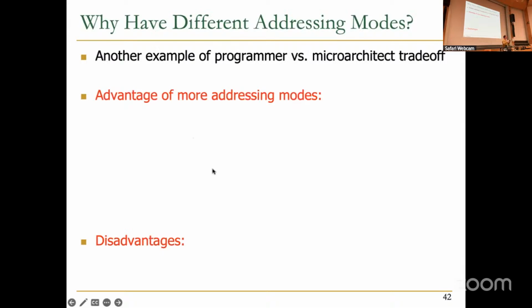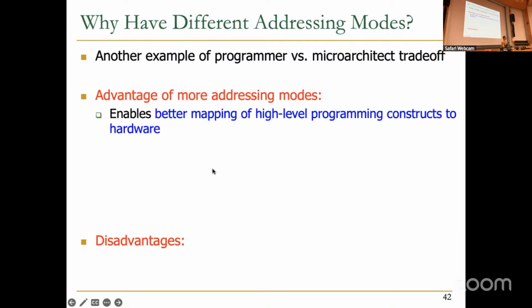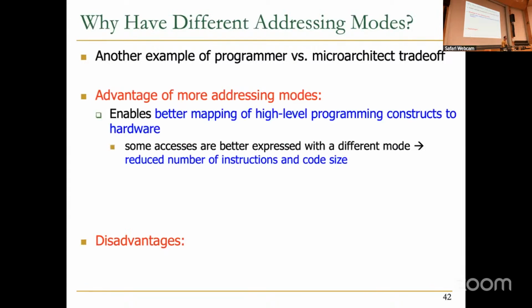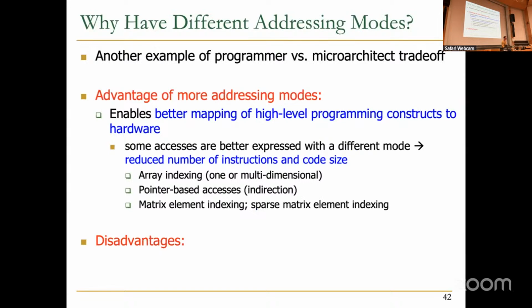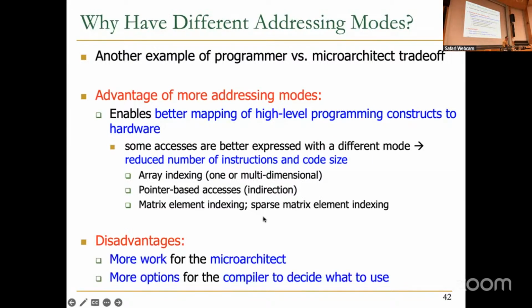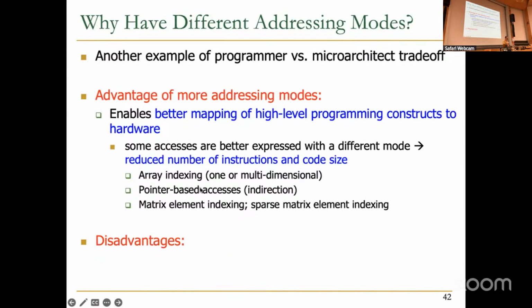This is another example. If you have more addressing modes, you can map the high-level programming constructs to hardware better, because some accesses are better expressed with a different mode. You get reduced number of instructions and code size. For example, if you're indexing arrays, especially multidimensional arrays, you may have an addressing mode that makes it easier. You can have indirect addressing modes that make pointer-based accesses easier. You can have an addressing mode, for example, if you have matrix operations, again, if you want to access one element in the matrix, you can specify x, y coordinates.